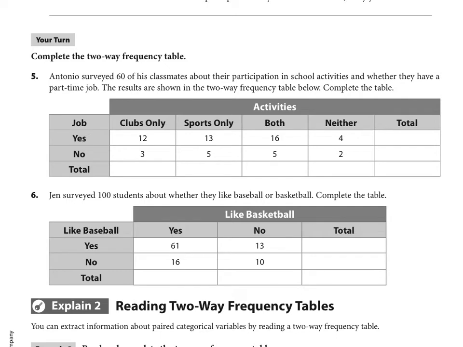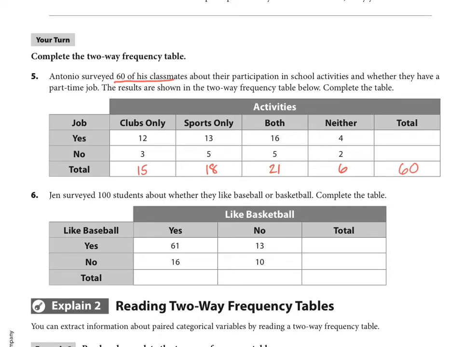Now, what's not filled in this table are the totals. So we need to add up the totals of each column and then the totals of each row going across. And then the grand total goes right here on the bottom right. It already tells us at the beginning of the problem that Antonio surveyed 60 of his classmates. So 60 I'm going to put down at the bottom. The number of students that participate in clubs only is 15 because I do 12 plus 3. 13 plus 5 is 18. 16 plus 5 is 21. And 4 plus 2 is 6.